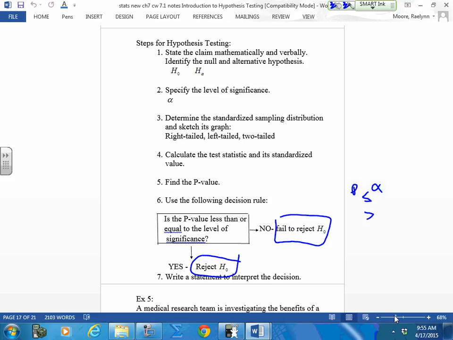A realtor publicizes that the proportion of homeowners who feel their house is too small for their family is more than 24%. Proportion parameter P. So here's your claim. How do I write the claim? Just give me what is it? P what? P is greater than 0.24. 24% of all homeowners feel that their house is too small for their family. This was the claim, HA. What's the HO? Less than or equal to 0.24.